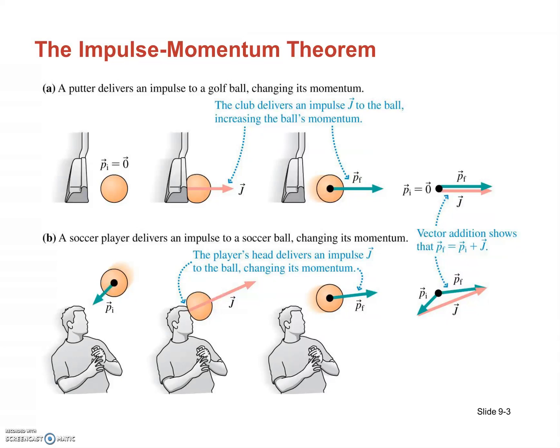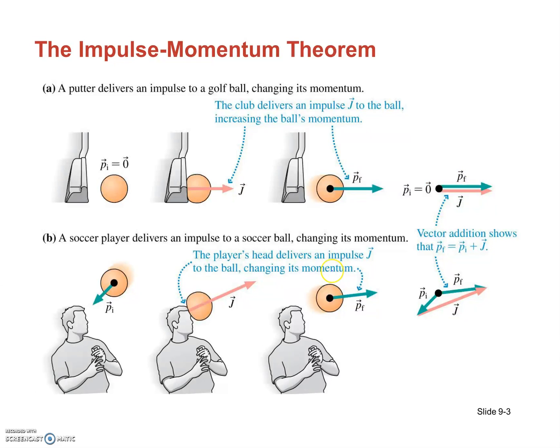So the impulse momentum theorem. Here we have, again, the hockey puck being hit by, well, okay, in this case, it's a golf ball, hit by a golf club. So the club, we say, delivers an impulse to the ball, which changes the ball's momentum, right? Initially, the ball was at rest, and finally, it has some momentum. If we were to look at this in vector notation, the impulse was to the right, the initial momentum was 0, thus the final momentum has to be to the right.